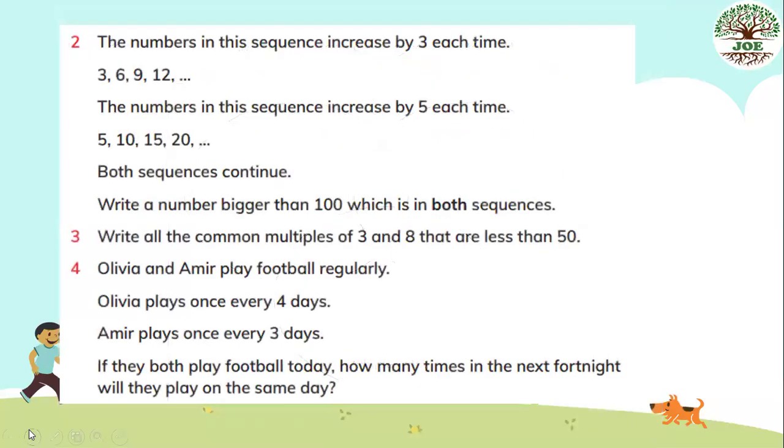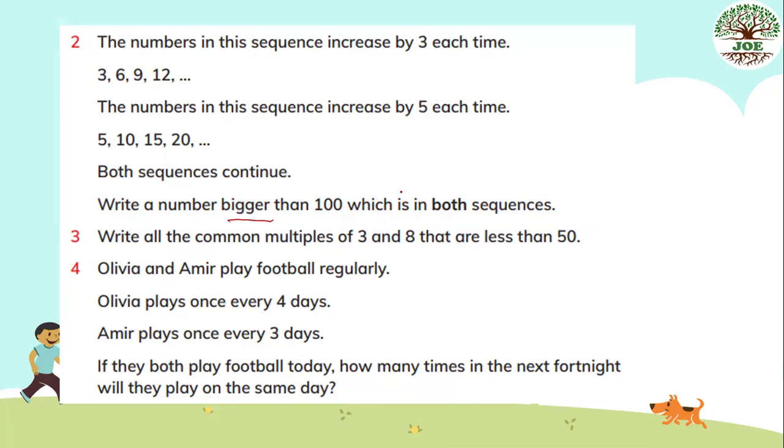Okay, exercise 2. The numbers in this sequence increase by 3 each time. It means they are multiples of 3: 3, 6, 9, 12, and so on. The numbers in this sequence increase by 5 each time. So 5, 10, 15, 20. So both sequences are continued. Write a number bigger than 100, which is in both sequences.